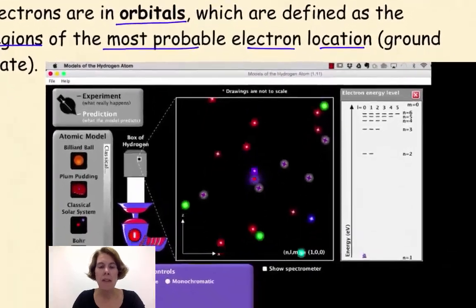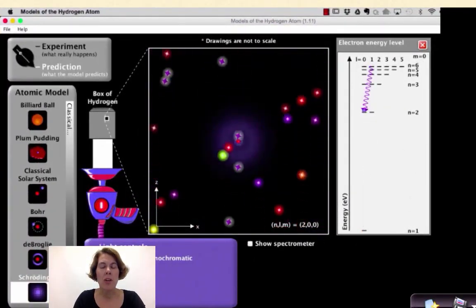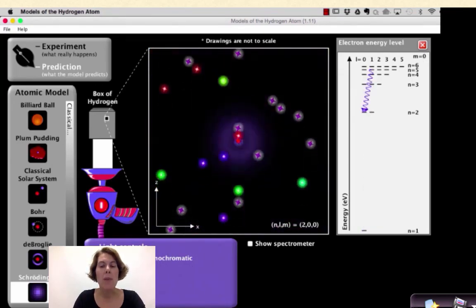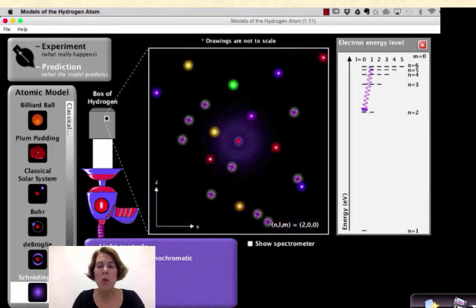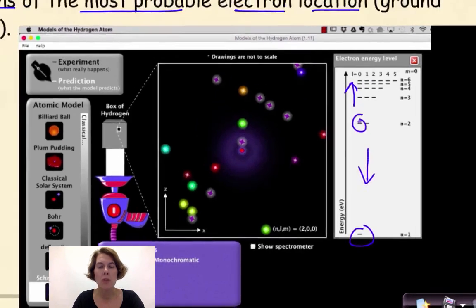So if we look at this PhET simulation right here, we can see that every time an electron absorbs energy, it's going to throw out these electron clouds, basically showing the probability of where we might find an electron. Again, we can also look at the electron energy level, showing electrons going from the ground state down here up to either the first principal energy levels or beyond, and then returning back down to ground state.